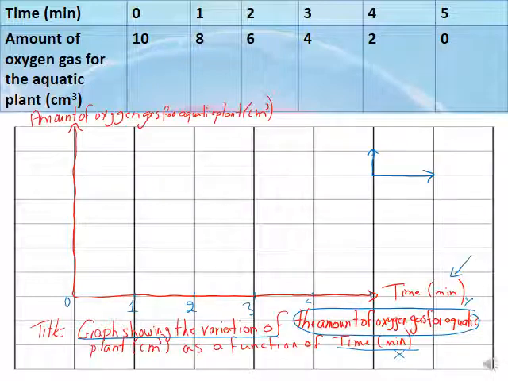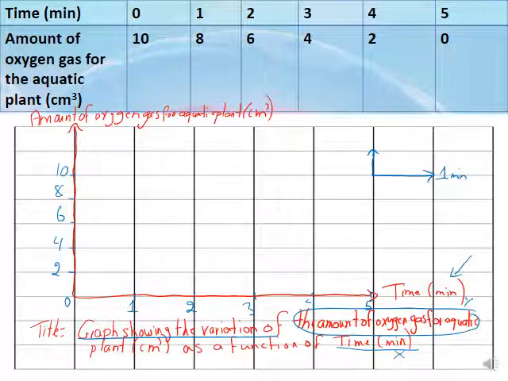Okay? Then on the y-axis, every 1 centimeter represents 2 centimeter cube. So we're moving on the y-axis, 10, 8, 6, 4, 2, 0. We're moving step by step by 2. So here it's 2, this is 4, this is 6, this is 8, and this is 10. Okay? Let's start step by step.